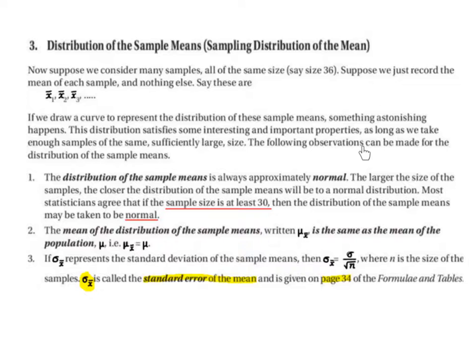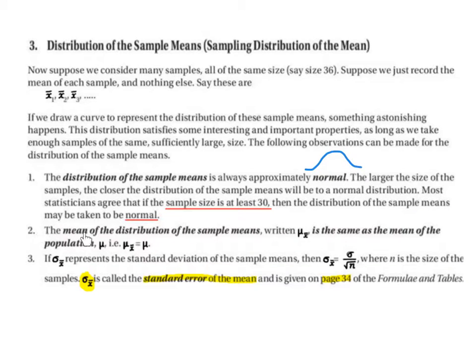The following observations can be made for the distribution of the sample means. Number 1. The distribution of the sample means is always approximately normal. So that means a bell-shaped symmetrical curve. The larger the size of the samples, the closer the distribution of the sample means will be to a normal distribution. Most statisticians agree that if the sample size is at least 30, then the distribution of the sample means may be taken to be normal. So the sample size has to be at least 30.